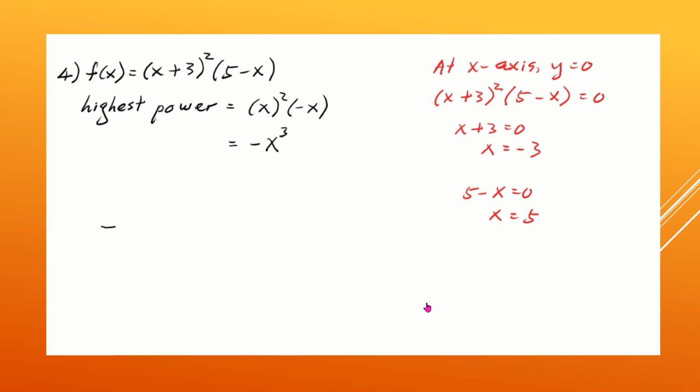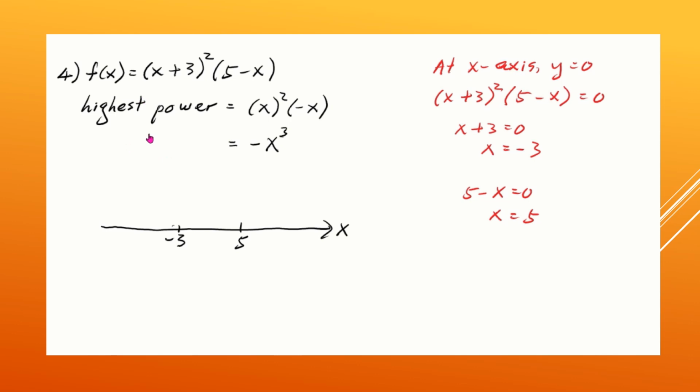Now we can label the x-axis. The first value is negative 3, followed by 5. From the highest power, which is negative x power 3, generally the shape of the curve is a standing S going down from left to right. So we can start sketching the curve here.